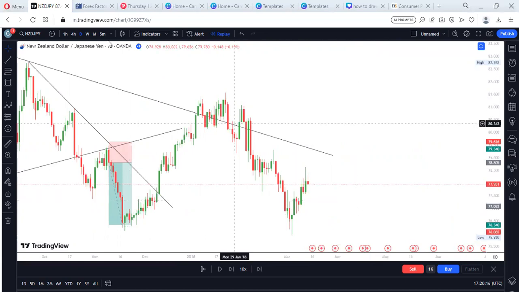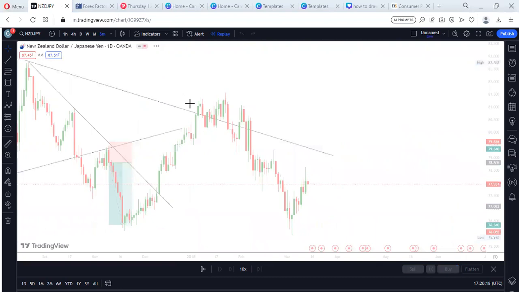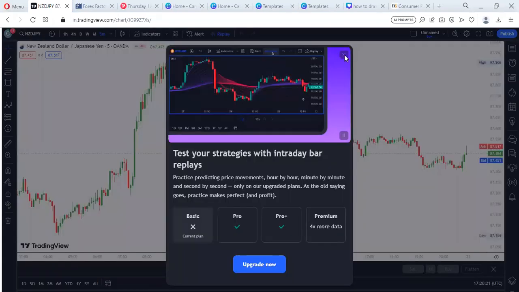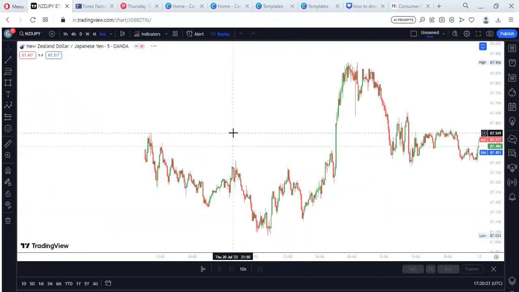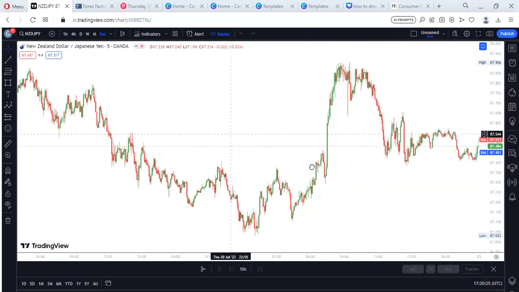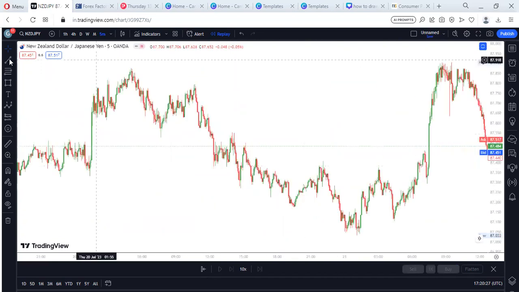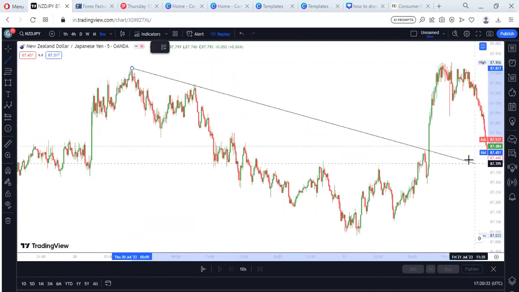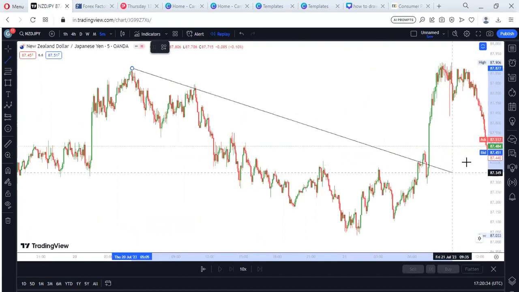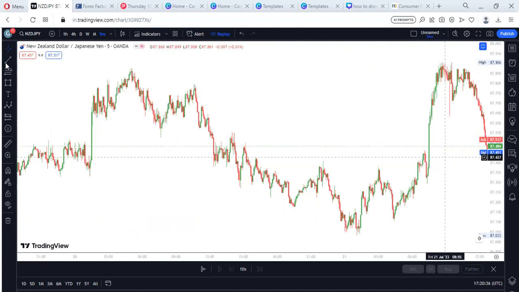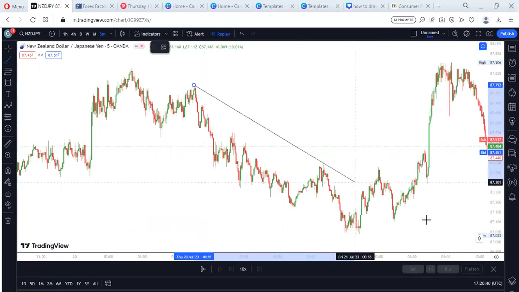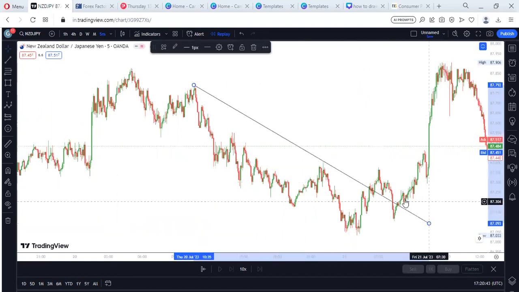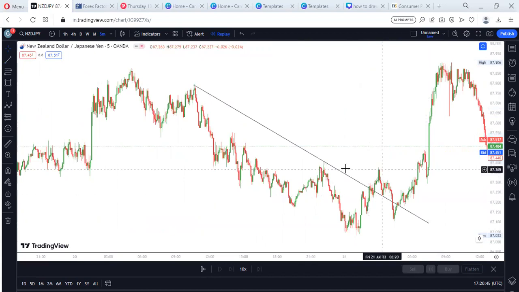Like I said, it works in any time frame. Let me show you this on the 5 minutes time frame. So on the 5 minutes time frame, as you can see, if you have eyes, you would have seen it already. This is a high, this is a lower high, this is a high, this is a high, and this is it.